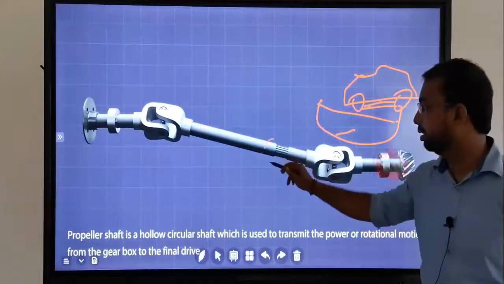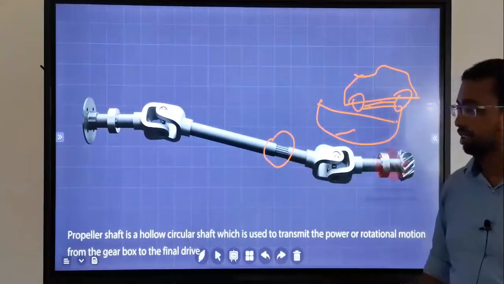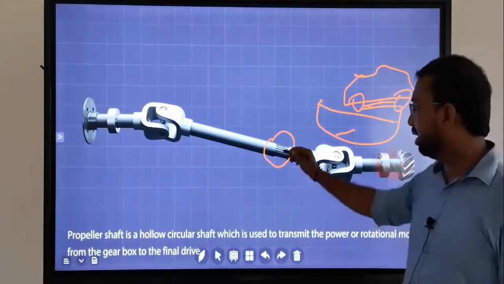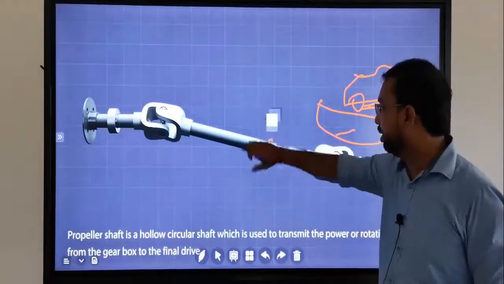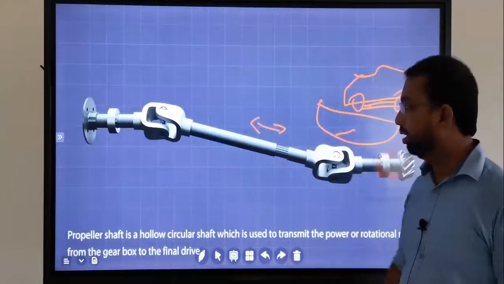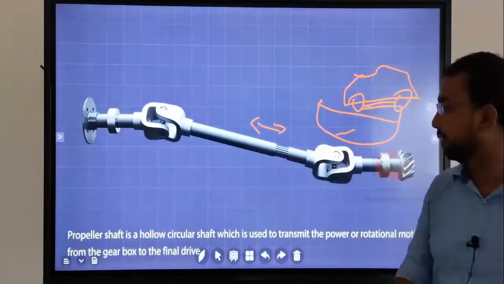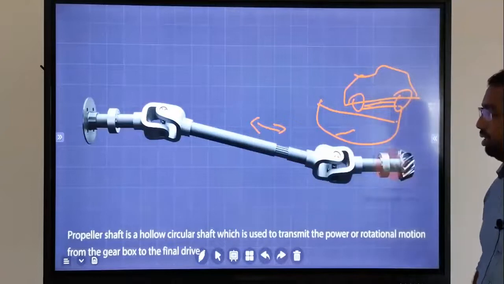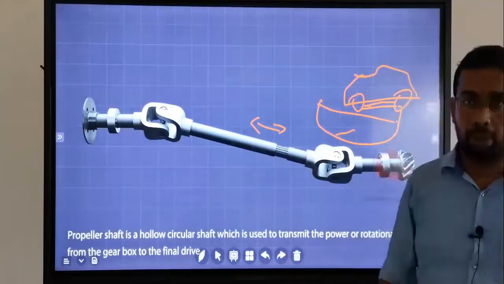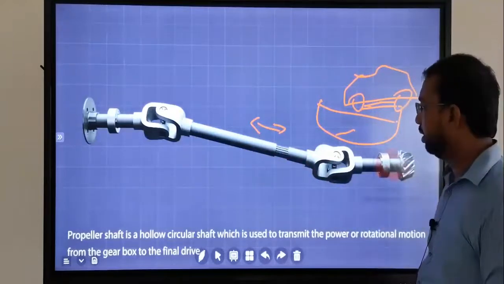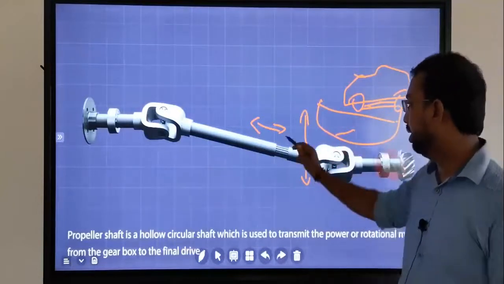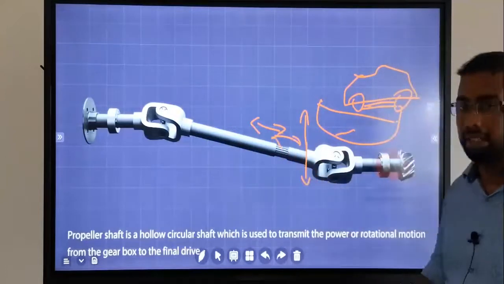And the other thing, the spline, the slip joint. We already studied the word spline. The input shaft and output shaft parts move along this direction because of the slip joint. Otherwise we cannot adjust the length of the propeller shaft. So we can adjust up and down by these universal joints, and in this direction by the slip joint.